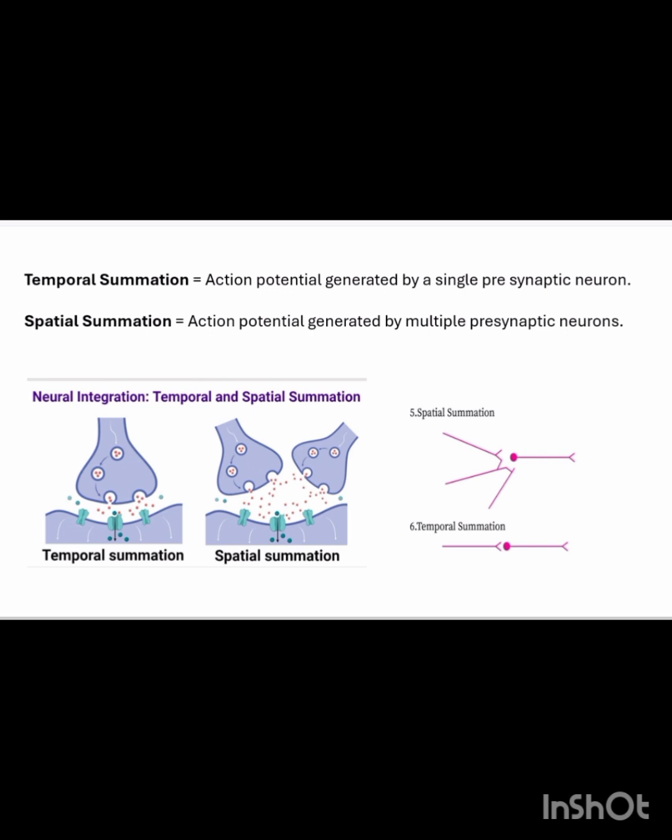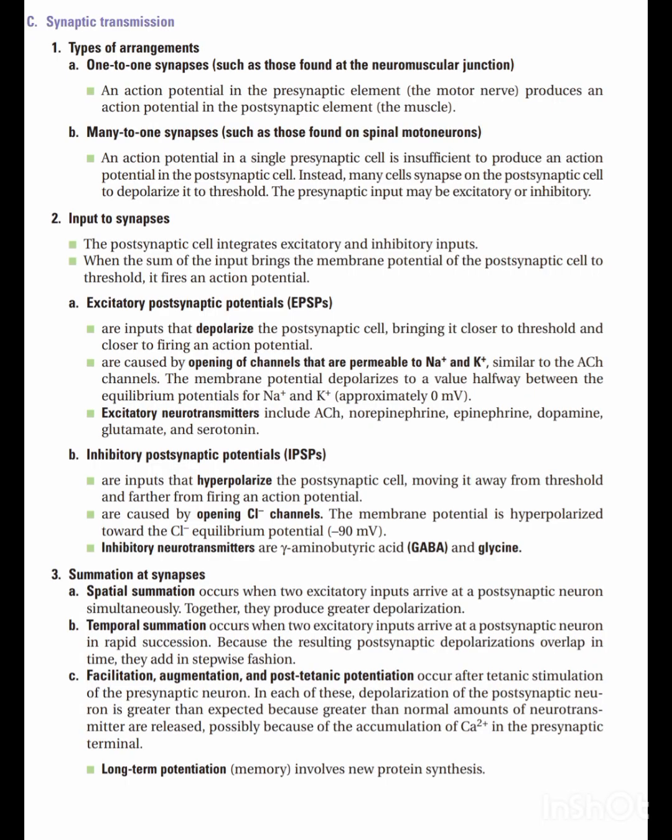Because the resulting postsynaptic depolarization overlaps in time, they add in a stepwise fashion. So remember that in temporal summation, the action potential is generated by a single presynaptic neuron that is continuously firing the signals, and they are adding in a stepwise fashion. Whereas in the spatial summation, the action potential is generated by multiple presynaptic neurons simultaneously, and together they generate an action potential. And the last thing we have is the post-tetanic potentiation.